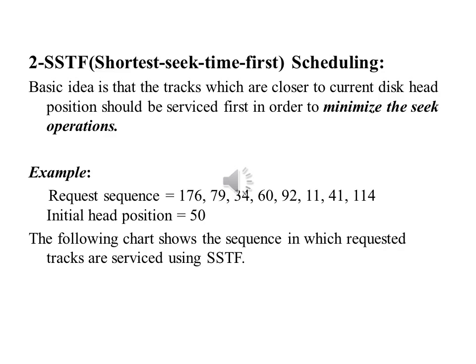We are having 176, 79, 34, 60, 92, 11, 41, 114. At the initial position, the head was again at the 50th position. The example is the same, but the algorithm is different. Here we have to serve the request on the basis of its seek time. Initially, in first come first serve, we served the requests on the basis of their arrival.